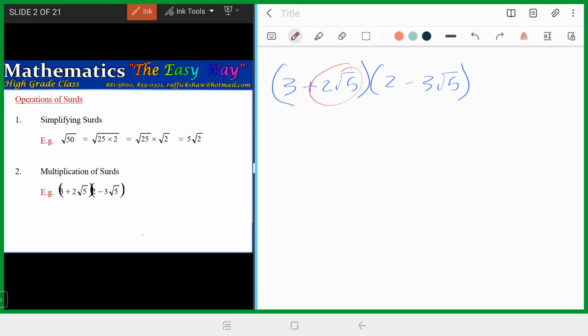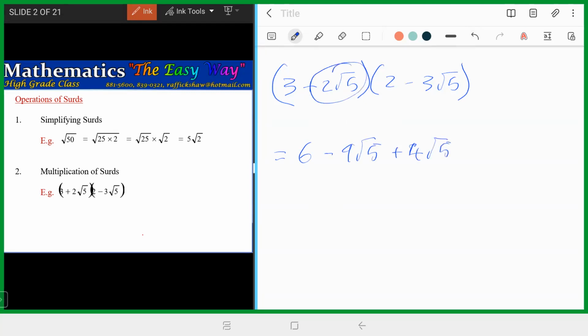Good? So some people set it up by saying you use this times this and this times this, and then this times this and that times that. Same thing, right? Same thing. So if we multiply this first times each of them, then we're going to get 3 times 2 is 6. Then 3 times this, not the negative, becomes negative 9 root 5. We'll go to this now. Then this times this is plus 4 root 5.